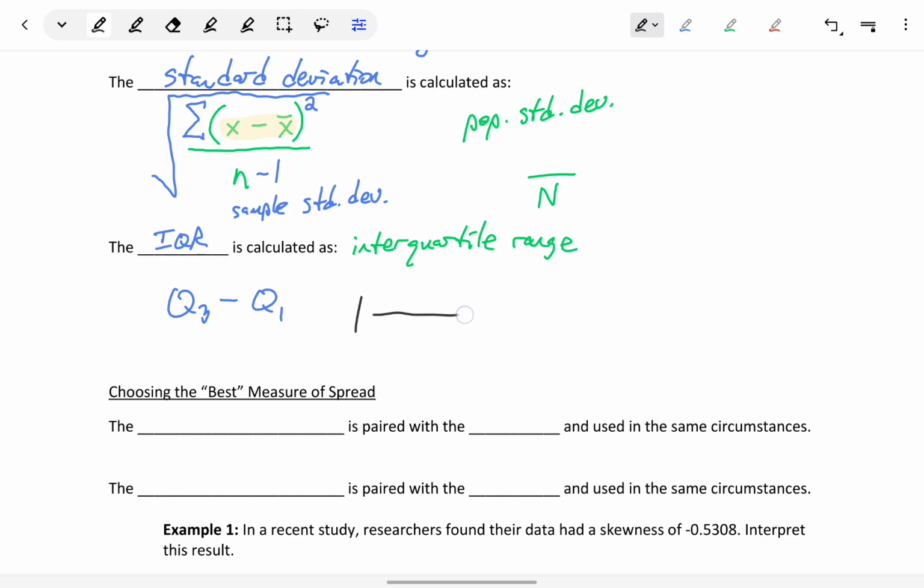And if we sketch out a quick box plot here to refresh ourselves on where these data values fall on our box plot, Q1 is the left end of that rectangular region, and Q3 is the right end of our rectangular region. So when we calculate Q3 minus Q1, the IQR, what we're calculating is the distance between Q1 and Q3, the width of that rectangular region, and that represents 50% of our data values.